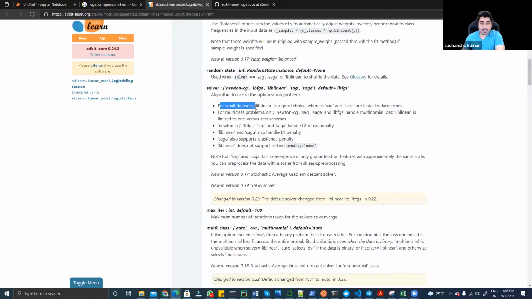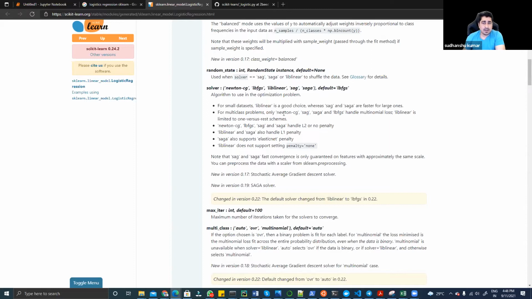Now for a small data set, liblinear is a good choice, whereas SAG and Saga are faster for the large ones. So it depends. Let's suppose I have a very, very small data set, so I can use liblinear in that case. Or SAG or Saga if I have a larger data set. So these are the solvers which actually try to implement your complete logit function in a different way by implementing an optimizer.